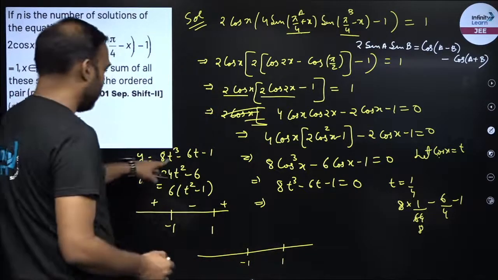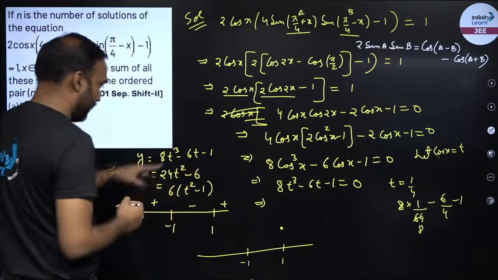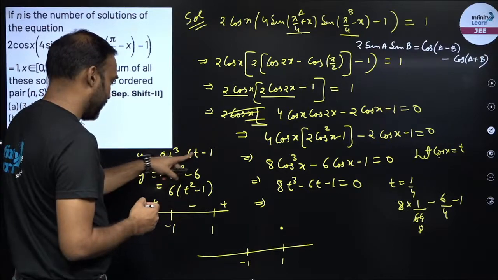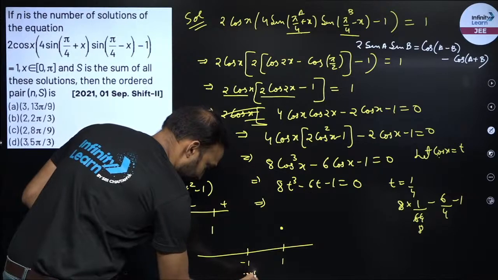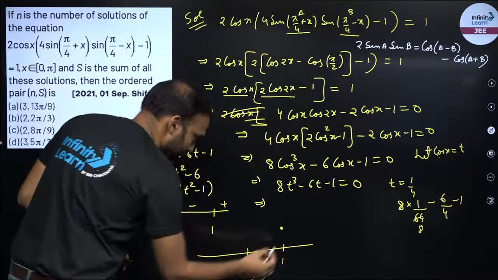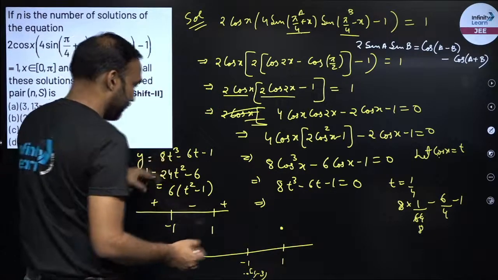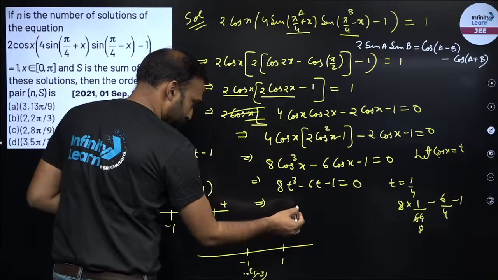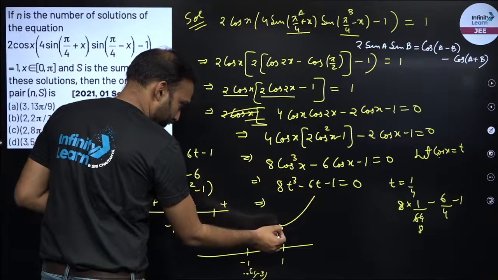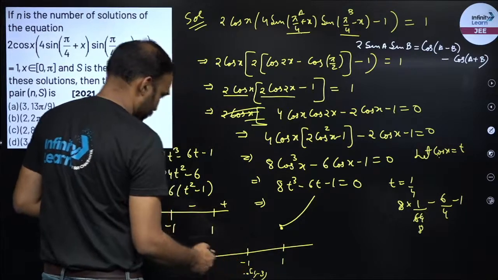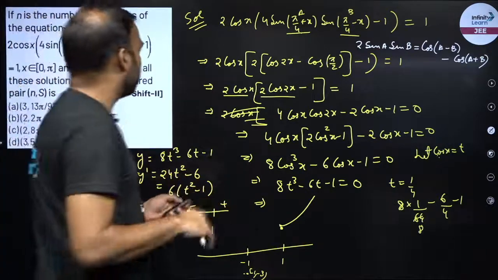What is the value at 1? At 1 it would be 8 minus 7, that is 1 comma 1. And at minus 1 this would be minus 8 minus 9 plus 6, minus 3. And as t tends to infinity, this is infinity. I think something is wrong. We'll come back to this particular question.